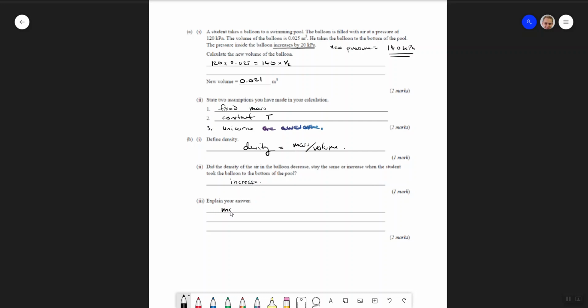So mass of gas is unchanged, volume of balloon decreased. So that means that it will increase.